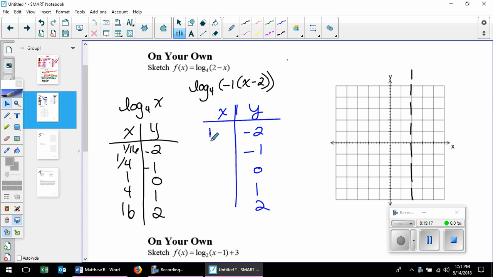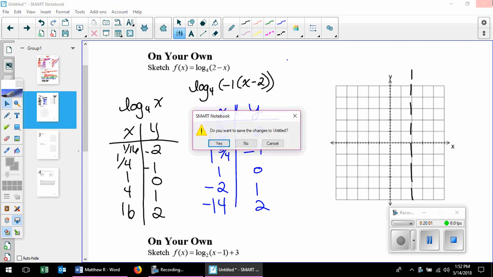So it's going to be 1 and 15/16. -1/4 plus 2 is going to be 1 and 3/4. -1 plus 2 is going to be 1. -4 plus 2 is going to be -2. -16 plus 2, -14. Oops, I said it wrong. I'm sorry. I screwed you over.